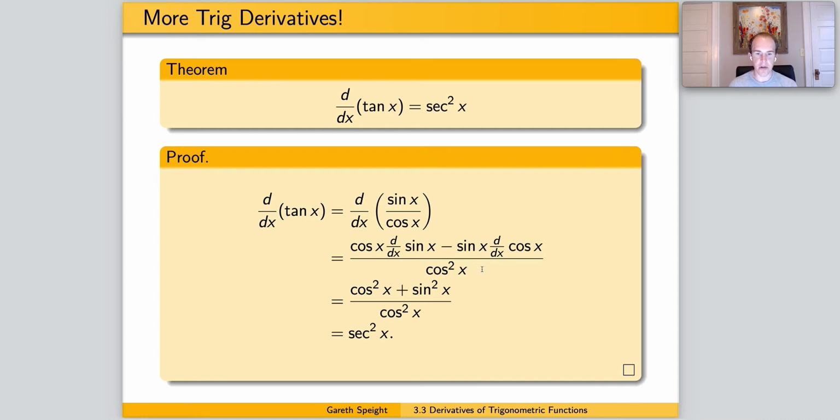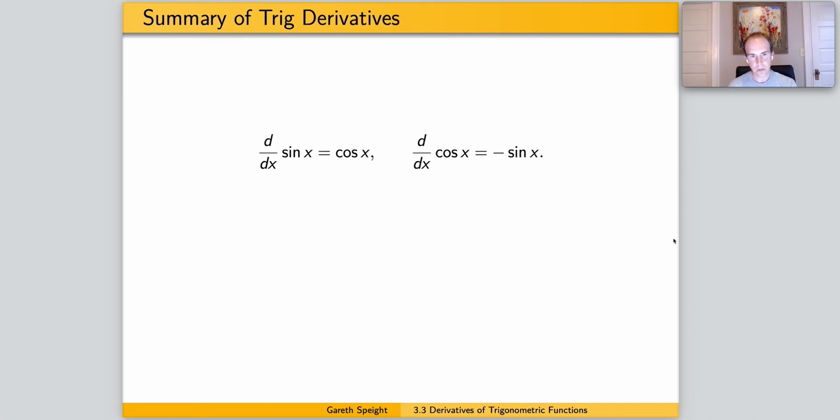If we actually go through with that, we get cosine times the derivative of sine, so we get cosine squared. And then we get minus sine times the derivative of cosine. The derivative of cosine is minus sine, so we get plus sine squared. And then we notice on the top we have sine squared plus cosine squared, which is 1. So we have 1 over cosine squared, which is another name for secant squared. So the derivative of tangent is secant squared, just because we can write tangent in terms of sine and cosine and use the other rules we know.